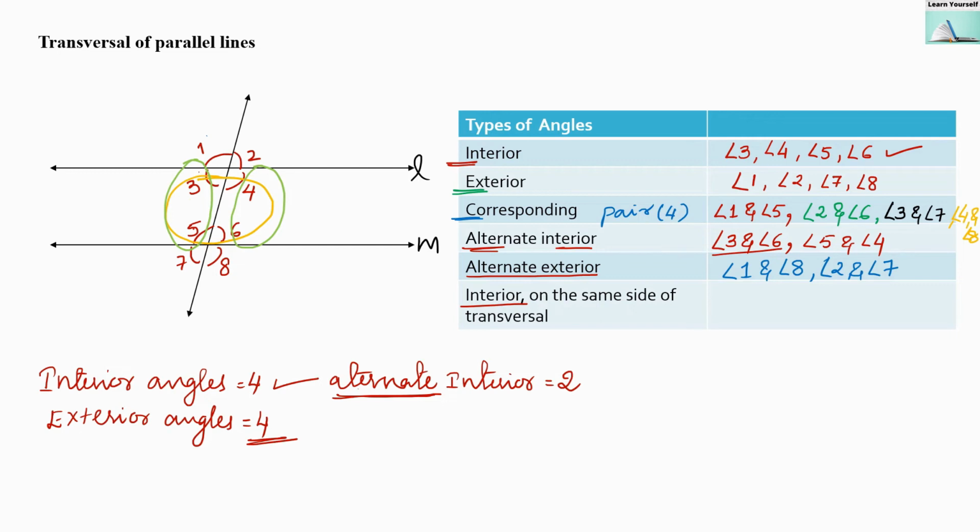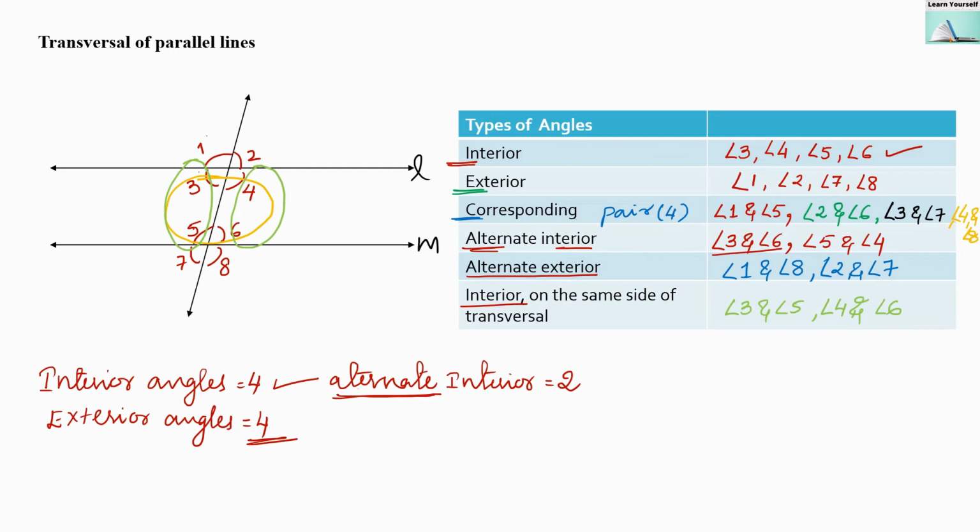is passing. So within this, the same side of the transversal will give us this first pair, angle 3 and 5, and this is the second pair, that is angle 4 and 6. So angle 3 and angle 5, then angle 4 and angle 6. So these are the different types of angles which we get from the transversal of parallel lines.